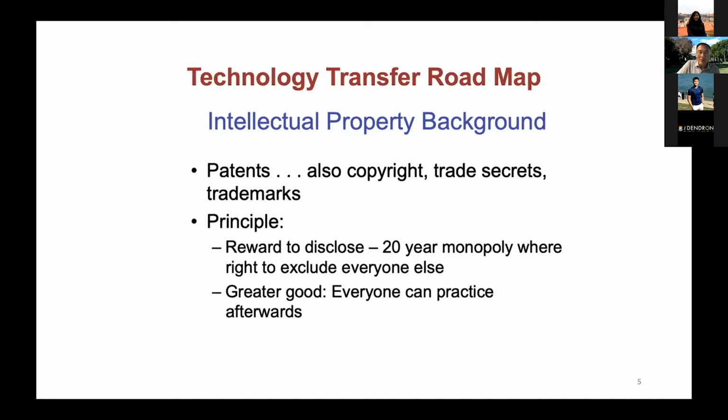So what will be the benefit to disclose? Typical patents or IP have about 20 years of monopoly, where you have the right to exclude everyone else. Basically, that means you protect your IP from others exercising or copying it. The other greater good is that everyone can practice afterwards. That means it's going to be beneficial to the whole society.